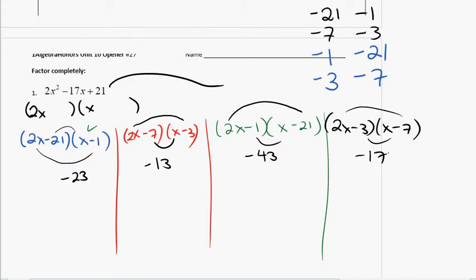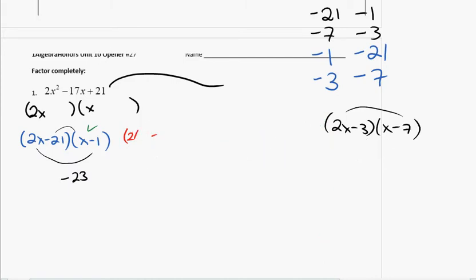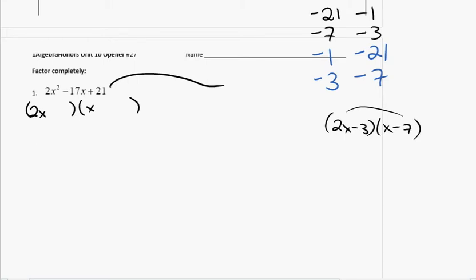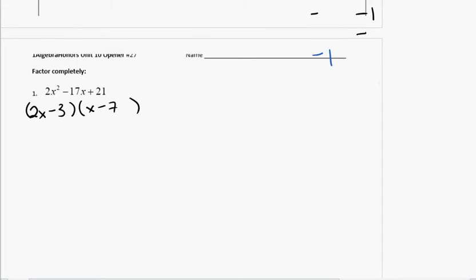And I would tell you that this method is painful. It works, sure, you could come down and find an answer. Let's do that. So this is 2x minus 3 and x minus 7, and that's factored completely. But I would argue there's a better way. Certainly a more procedural way, one that's more consistent, one that you could determine for sure.